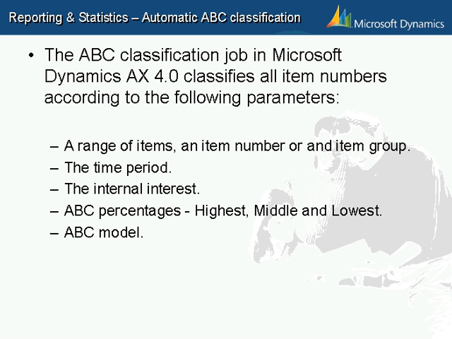The ABC classification job in Microsoft Dynamics AX classifies all item numbers according to the following parameters: a range of items, an item number, or an item group; the item period; the internal interest; ABC percentages, highest, middle, and lowest; and the ABC model.